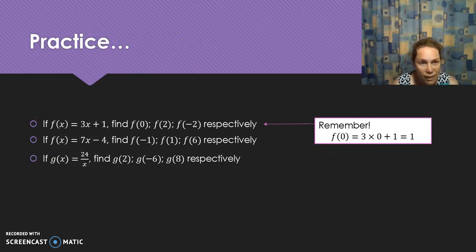Let's try some practice questions. Take, for example, the first one. If f of x is equal to 3x plus 1, if we were to find f of 0, what we do is simply substitute in 0 instead of x. So f of 0 will be 3 times 0 plus 1, which is 0 plus 1, which is 1. It's really simple to do. It's just a different language to get your head around. So now you try the next examples.